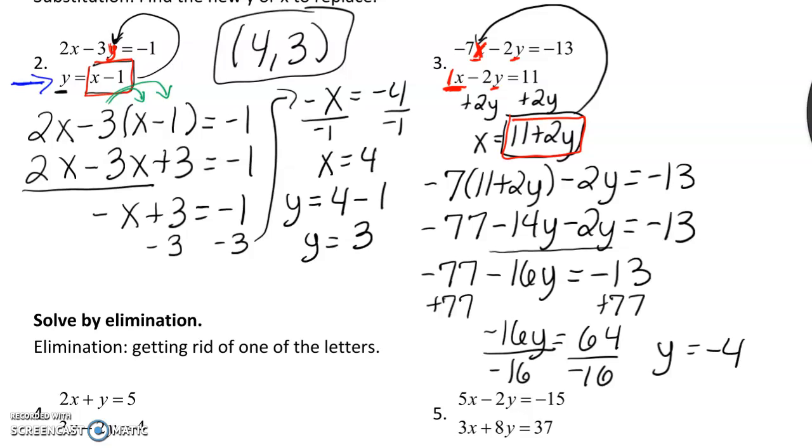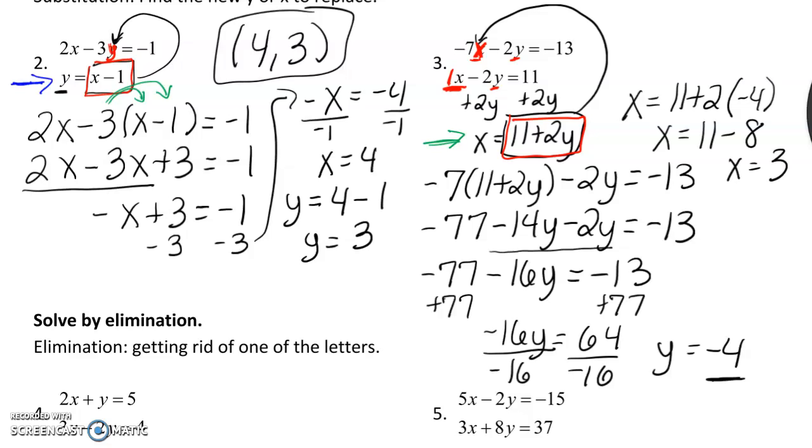And then up here, if you remember, we have a nice equation to use to help us find x. So I'm going to go ahead and do that up here. Okay, so I'm going to have x equals 11 plus 2 times the y value we found down here, which was negative 4. So x will equal 11 minus 8, which gives me 3. So my answer for this one would be that ordered pair 3, negative 4.